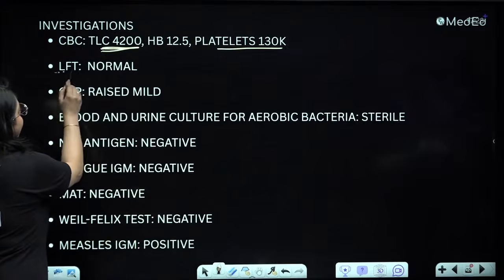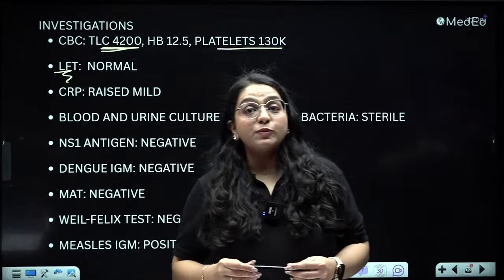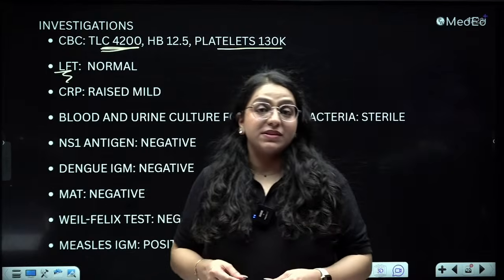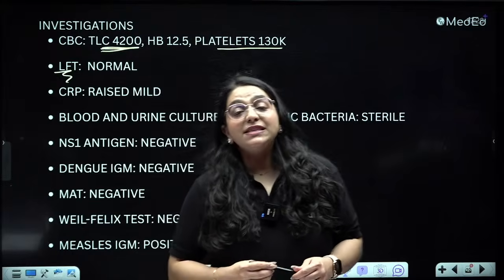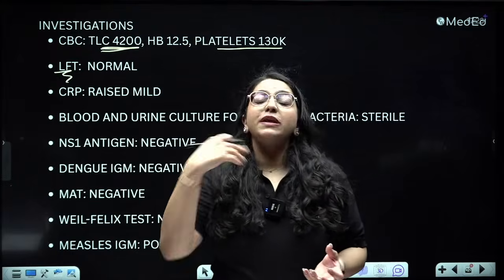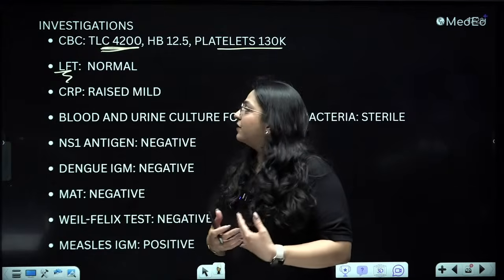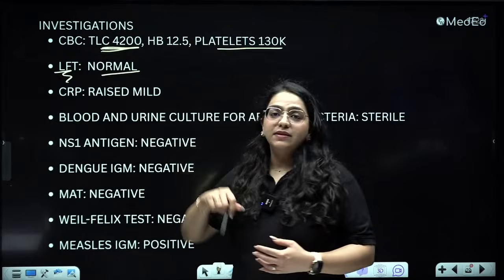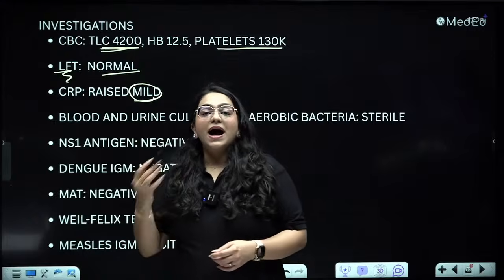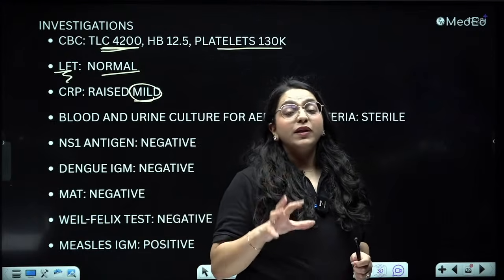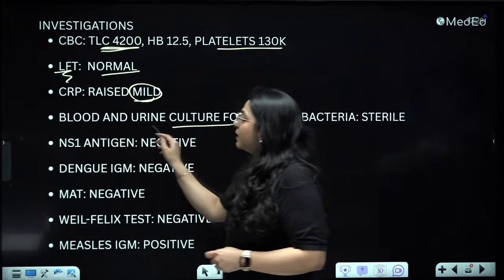Why did I do an LFT? Why did you do an LFT? Because you wanted to rule out leptospirosis. What will happen in leptospirosis? There will be a deranged liver profile. So deranged ASTs, deranged bilirubin profile, because the patient must have jaundice along with the rashes. So this is also normal. Then CRP is mildly raised. Again, this is pointing towards some kind of acute infectious etiology. Blood and urine culture. Why did I send blood and urine culture?